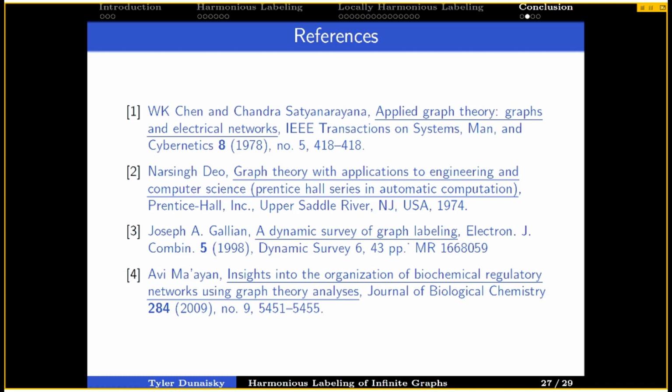The approach I had throughout was basically that we start at the bottom, label it, then go up some, label that, and then we show that we can just repeat that for the graph all the time. And we'll use all the labels, and we'll use locally harmonious.